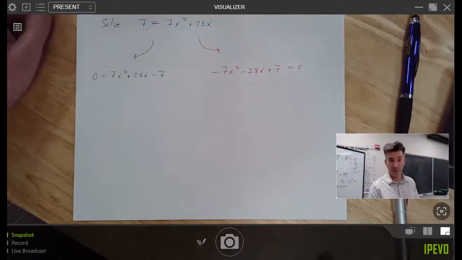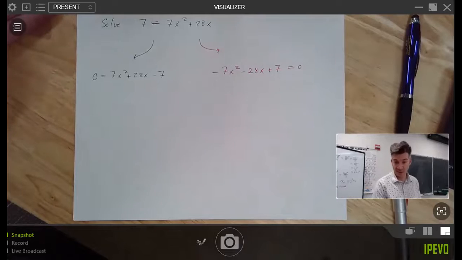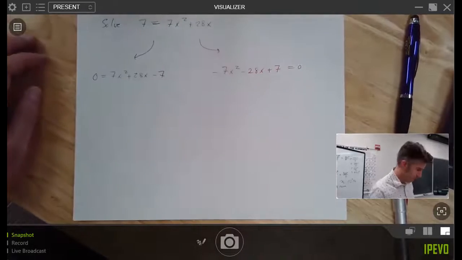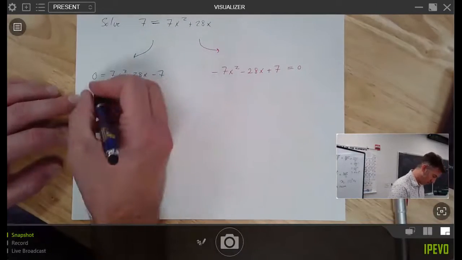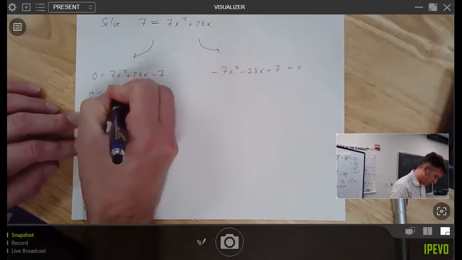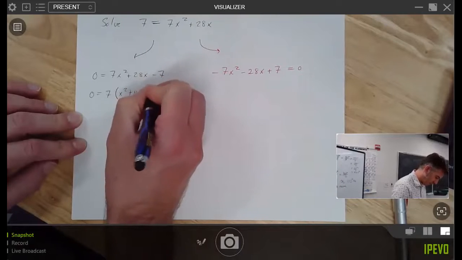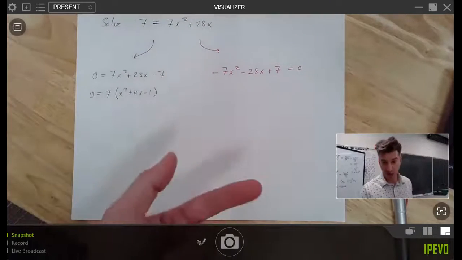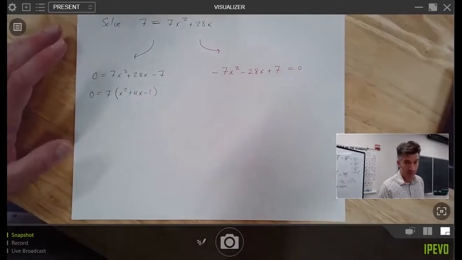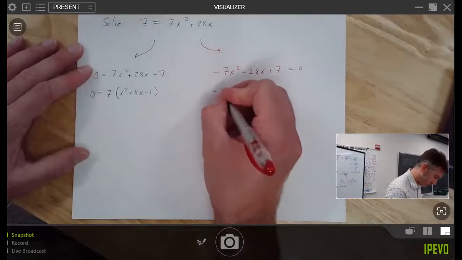Well, I guess I should follow my own advice and factor out a greatest common factor. So I can definitely see that I can factor out a 7. So 0 is equal to 7 times x squared plus 4x minus 1. Or if I was doing this, I could totally factor out a negative 7.